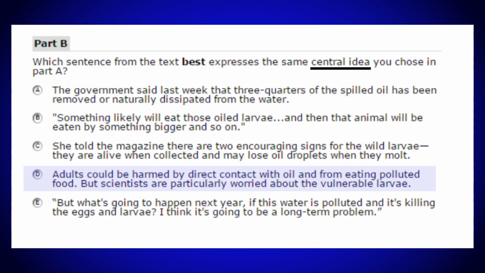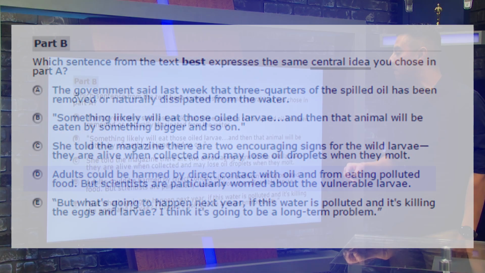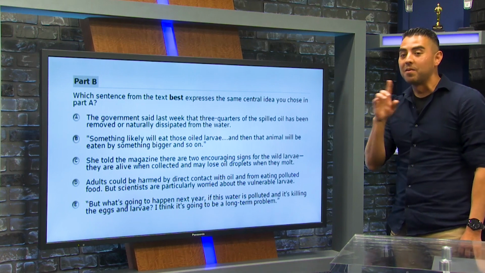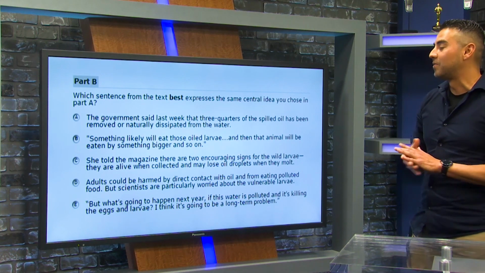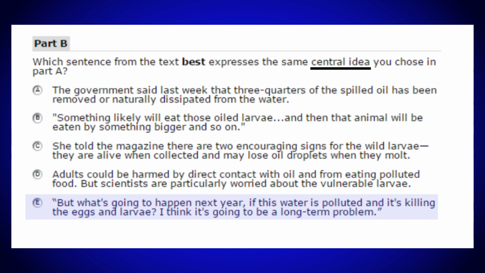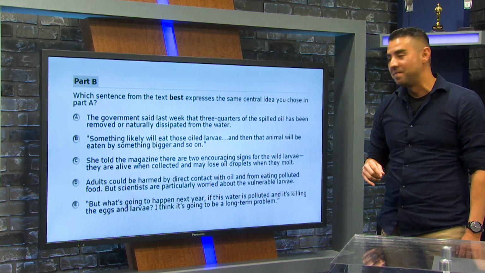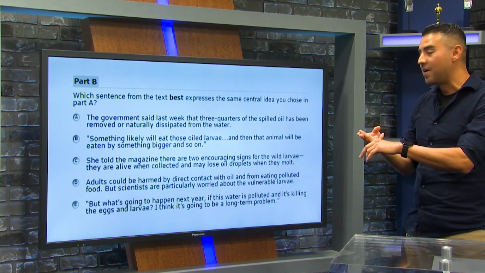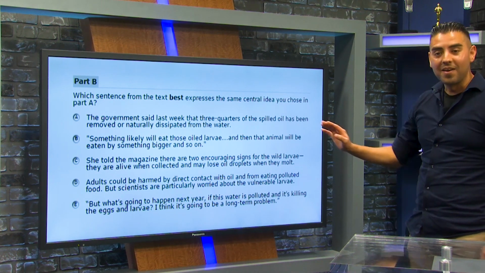D, adults could be harmed by direct contact with oil and from eating polluted food, but scientists are particularly worried about the vulnerable larvae. Maybe that one, but I don't think it includes all three sections. Last one. But what's going to happen next year? If this water is polluted and it's killing the eggs and larvae, I think it's going to be a long-term problem. It's E, because it includes the long-term problem, it includes the contaminated oil larvae, so it's E.